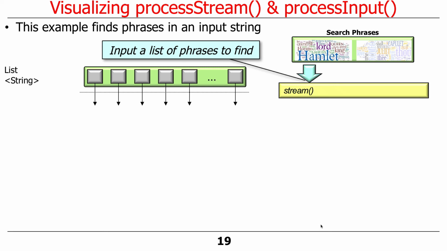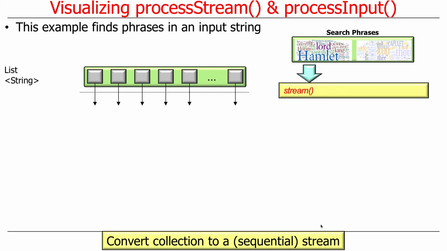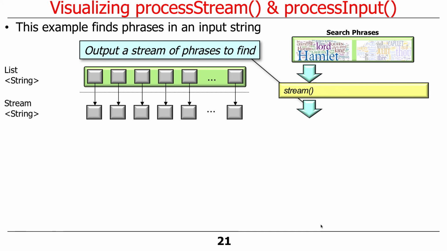So we start out with a list of phrases to find. This is just one piece of this, the processInput phase. So we have an input string, which is the particular work of Shakespeare, like Hamlet or Macbeth, and we then have a list of input phrases we want to find in that string. So the stream method will convert the list of strings into a sequential stream of strings. So notice it's a string-to-string mapping, but we go from a collection to a stream. So the output of stream is a stream.